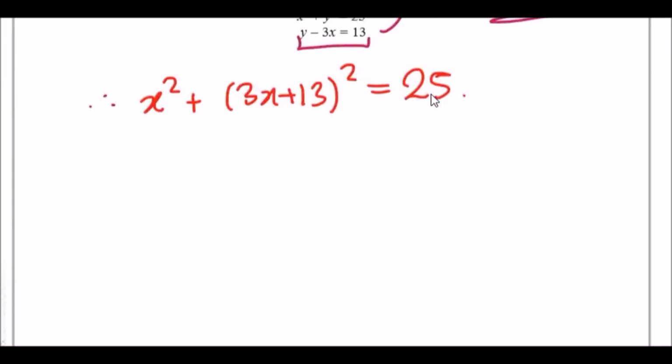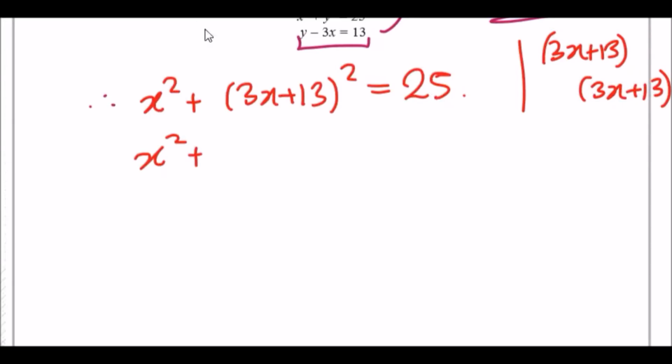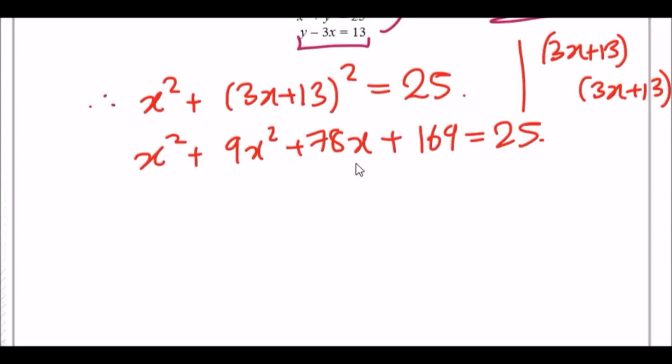So expanding the brackets, we've got x squared plus, and remember, this means double brackets. So we're going to have 3x times 3x is 9x squared. 3x times 13 is 39x, and another 39x, and that'll make 78x. And then 13 times 13 is 169, must all equal 25. Oh, so yeah, the maths gets very intense, man. Unfortunately, that's what we have to do.